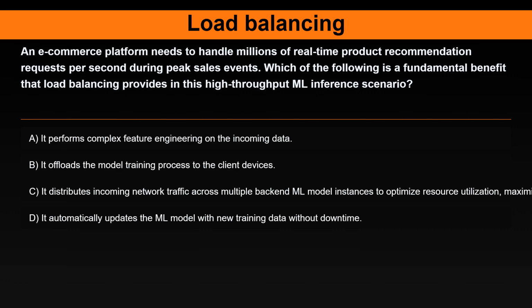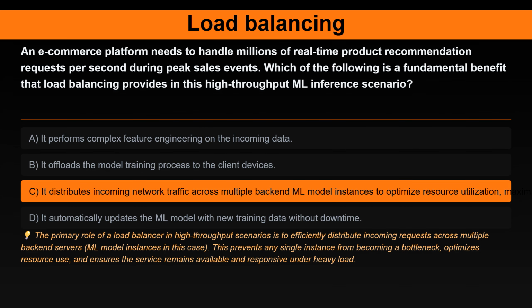Question 21. An e-commerce platform needs to handle millions of real-time product recommendation requests per second during peak sales events. Which of the following is a fundamental benefit that load balancing provides in this high-throughput ML inference scenario? Option A, it performs complex feature engineering on the incoming data. Option B, it offloads the model training process to the client devices. Option C, it distributes incoming network traffic across multiple back-end ML model instances to optimize resource utilization, maximize throughput, and ensure high availability. Option D, it automatically updates the ML model with new training data without downtime.